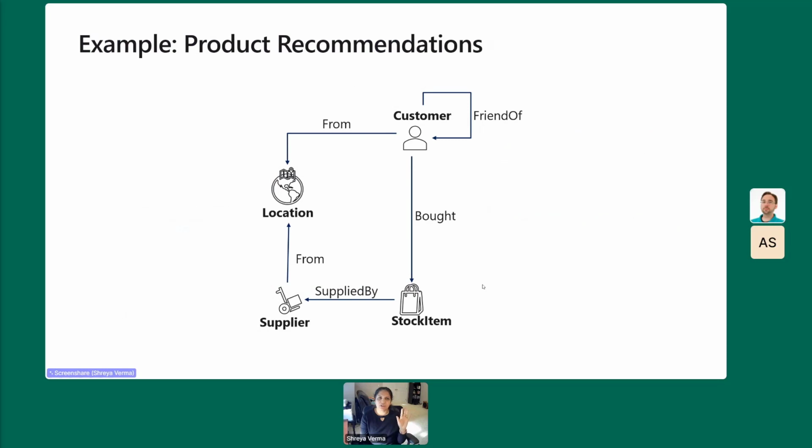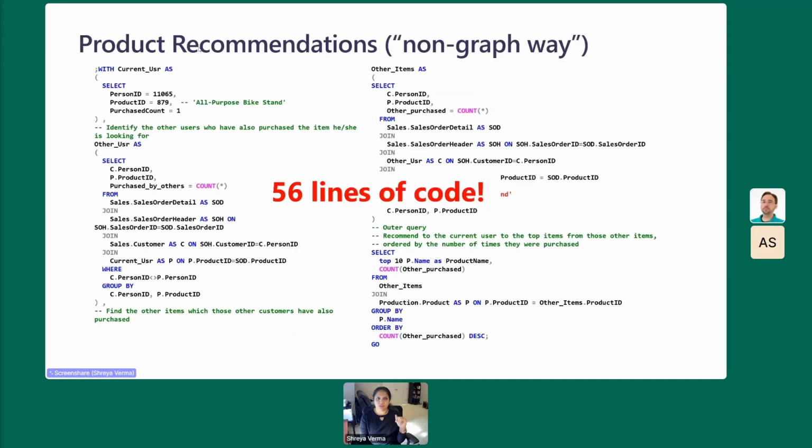Now looking at a simple, straightforward example of product recommendations that I was talking about earlier, you have a customer, they have bought a stock item, then the stock item was supplied by a supplier, it was coming from a location, the customer is also from a location, and then we have some social aspect here that the customer is also a friend of another customer. Now in this simple schema, if you want to implement the product recommendation query, this is a straightforward schema, can be easily represented in a relational model. If you want to write a product recommendation query in the relational model, when the schema is represented in the form of tables and foreign keys, that query will look like this. So you have your current user, then you find the item that they are purchasing right now.